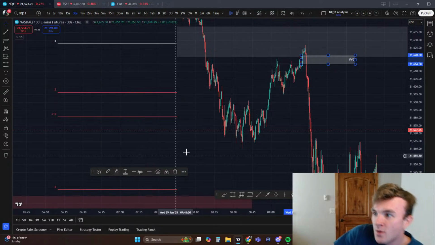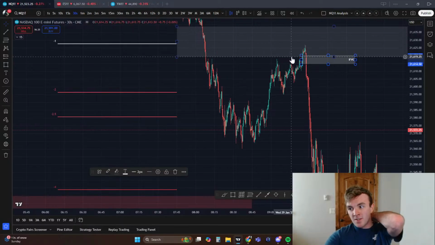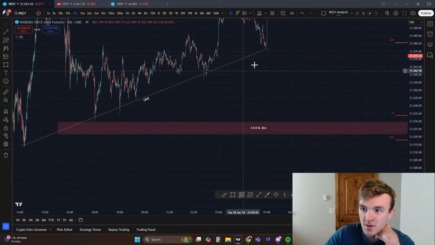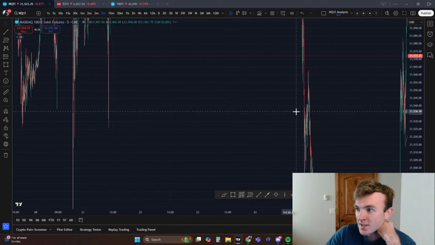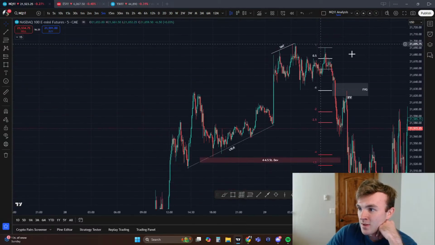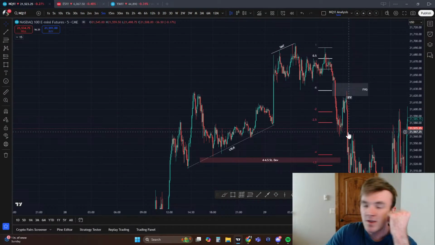So let's try and figure out where we could have entered to get in on this move lower to go run this liquidity, because we knew that this is where the market wanted to go. I mean, clearly this was super generated, super obvious. Clearly we were in a sell model. So how could we have gotten in on this move?